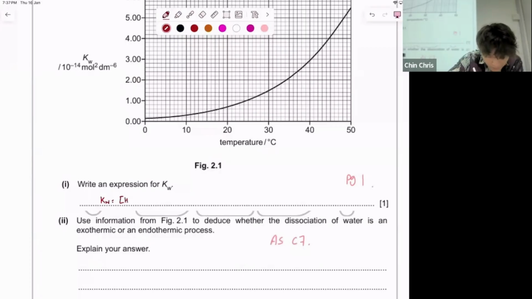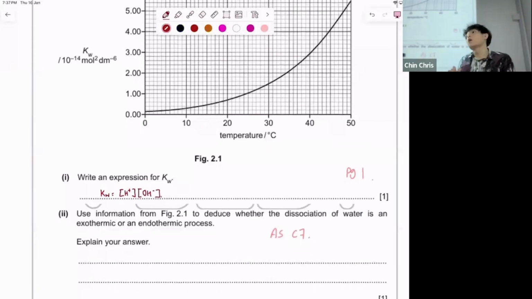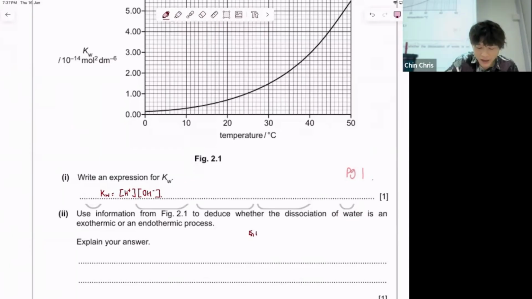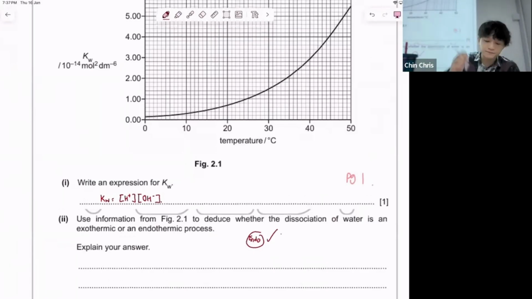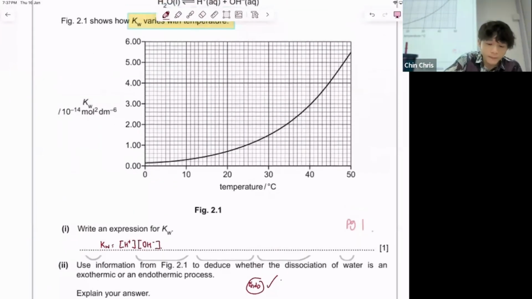All right, guys, Kw, H plus, OH minus. Is that right? Okay, 3 marks here. Now, I have a question. Is this endothermic or exothermic? Go. It's AS. Wow, so fast. Thank you very much. Whoever got endo is correct. Yes, the answer is endothermic, but let me explain why.